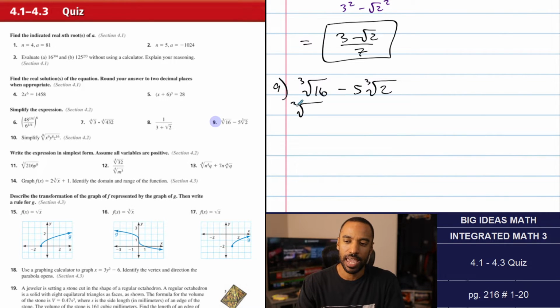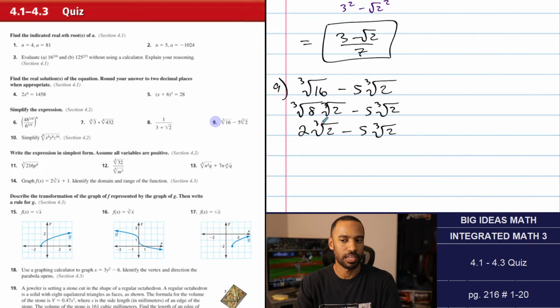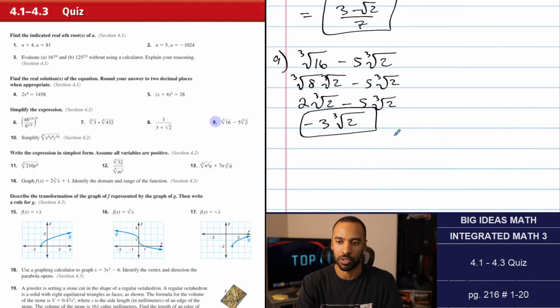Cube root of 16. 8 is a perfect cube, so we can split this up into cube root of 8 times cube root of 2. And the cube root of 8 is 2. So we get 2 times the cube root of 2 minus 5 times the cube root of 2. And I always say this is like 2x minus 5x. You subtract the coefficients, right? And it becomes negative 3x, or negative 3 times the cube root of 2. And that's the simplified result of number 9.